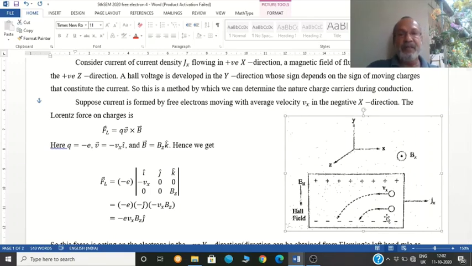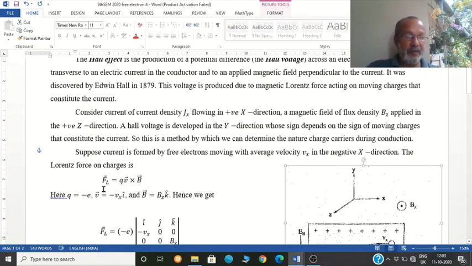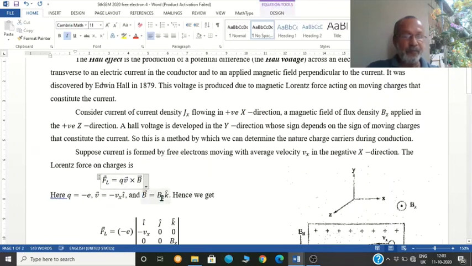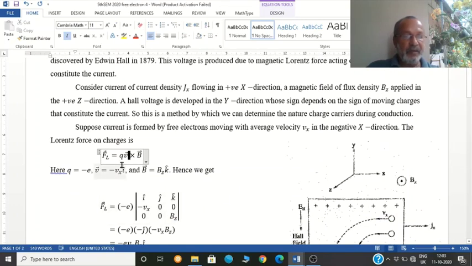This Hall effect can be explained by the principle of force acting on a moving charge by a magnetic field. It is given by the magnetic Lorentz force, by this expression. This is the magnetic Lorentz force q into v cross B, that is a force on a moving charge moving with a velocity v. Now here we can take q equal to minus e because we are considering electrons, and they are moving in the opposite direction. So velocity will be minus vx into i, and magnetic field is Bz into k because magnetic field is applied in the positive z direction.